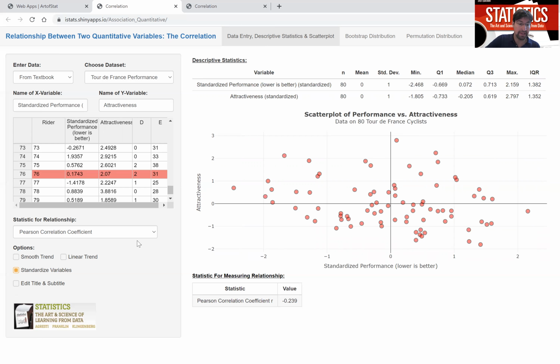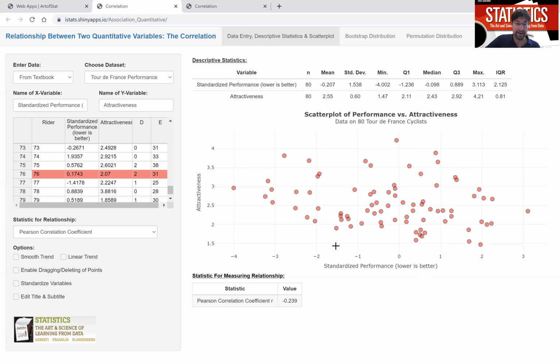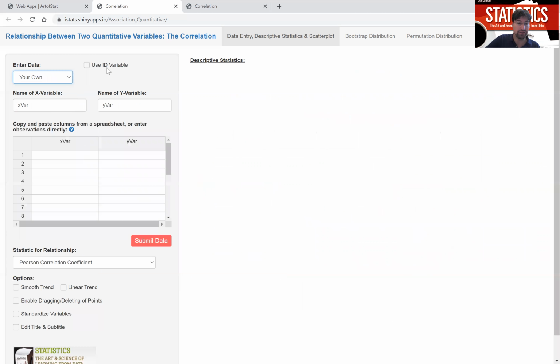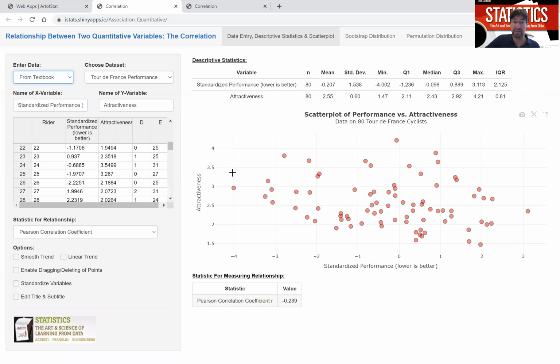So I encourage you to play around with standardizing the variables. And note, you can also upload your own data set if you want to, or type it in here to explore the correlation between 2 quantitative variables.